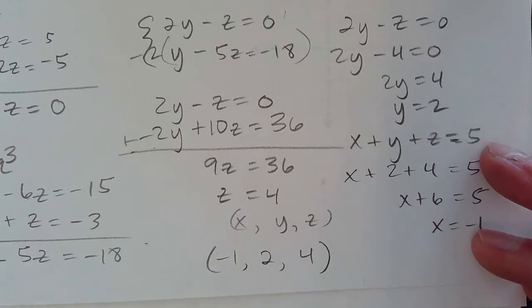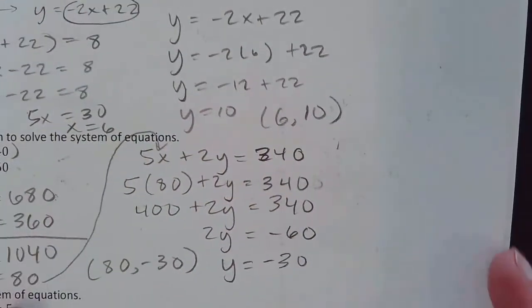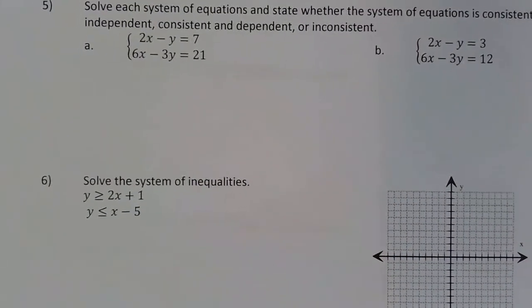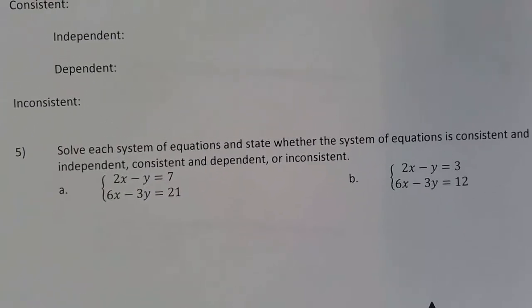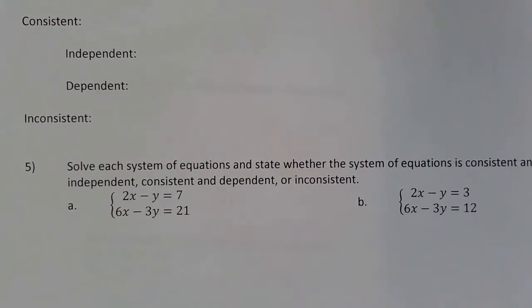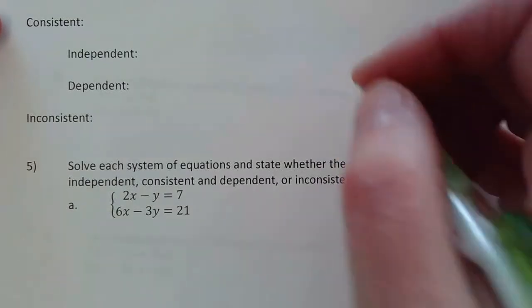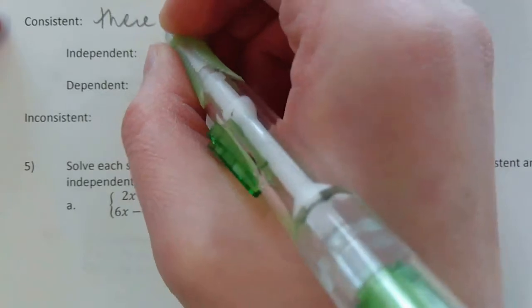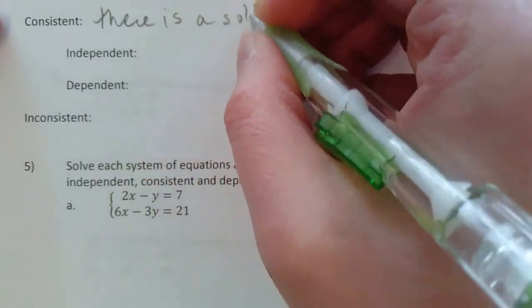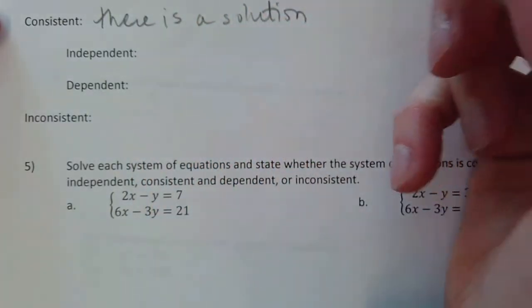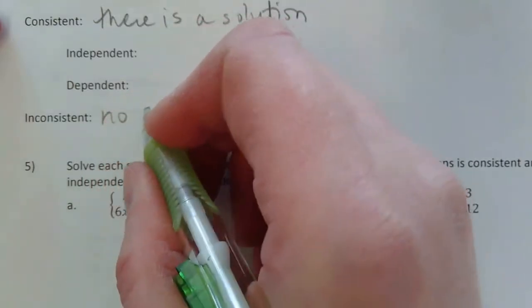So next is a little bit of vocab. And we used different words in Algebra 1. We just talked about many solutions, no solution, that kind of stuff, but there's actual vocab for that. So consistent with the system of equations means there is a solution. That means inconsistent means that there's no solution.